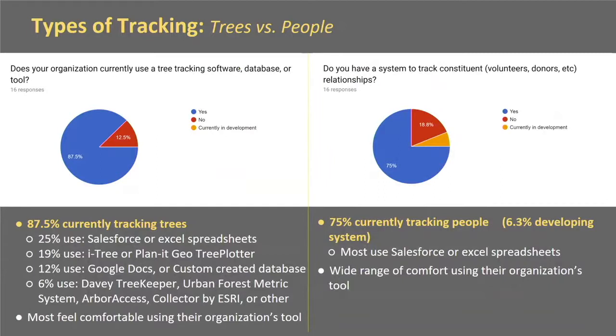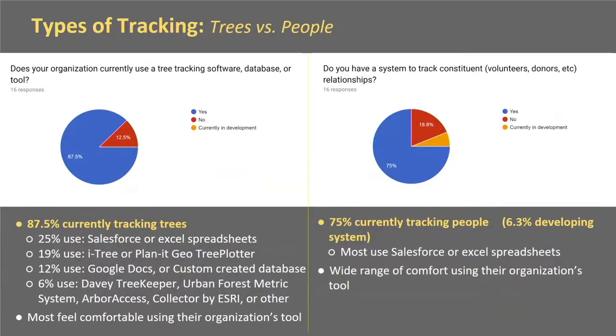And then in terms of tracking relationships, so volunteers, donors, those sorts of things, we still had a majority of people who were using a system, although it was fewer people than were tracking their trees. It was 75%, although there was 6.3% of people in the process of developing a system. There was much less range in what people were using to track relationships.